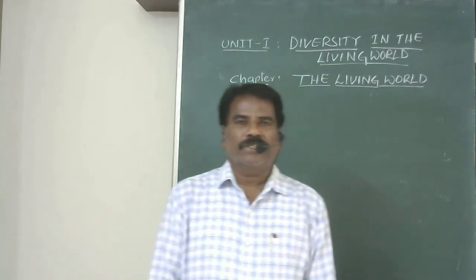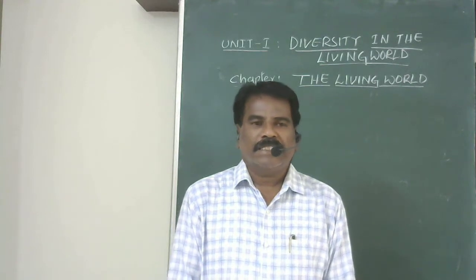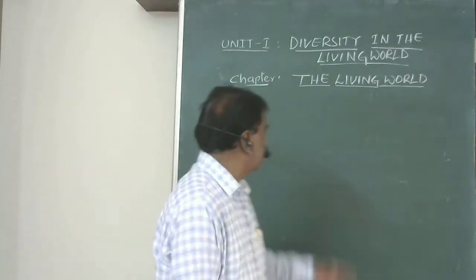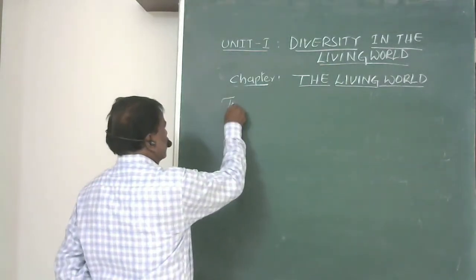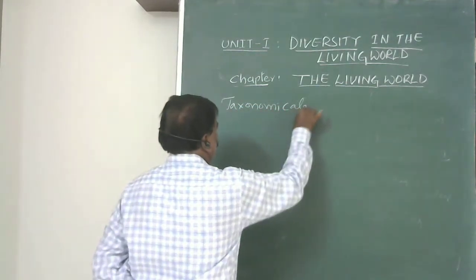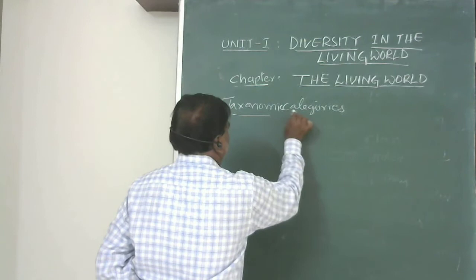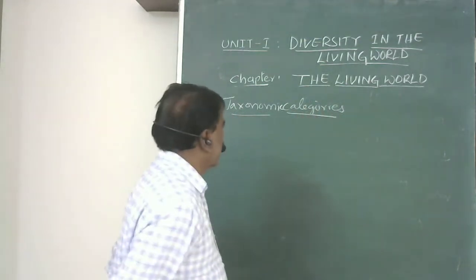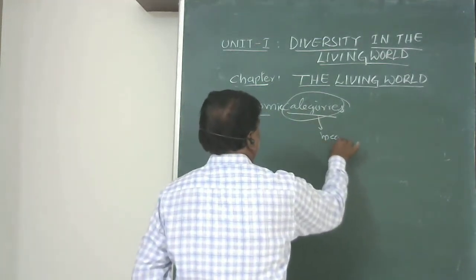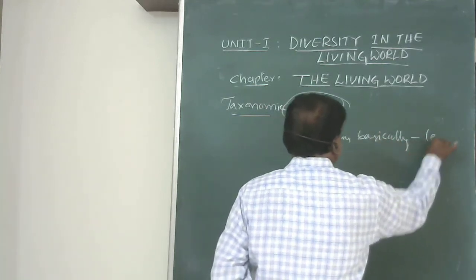As you understood taxonomy and systematics, today we are going to discuss taxonomic categories. Categories basically means levels.